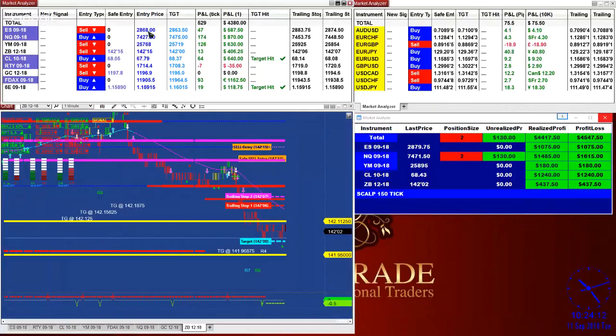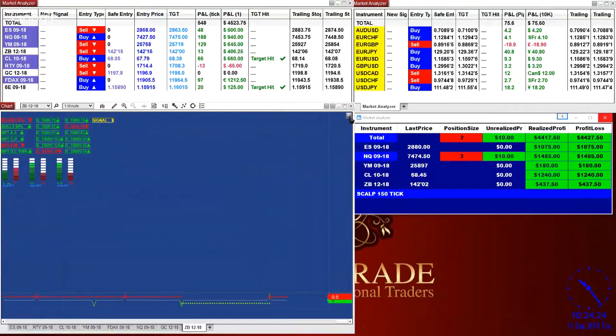As an example, you have 68, 28, 68 on the ES, and the target is 28.63, which did hit the target. So the total from that target is 48 ticks from the signal, and then the total PNL for that trade.